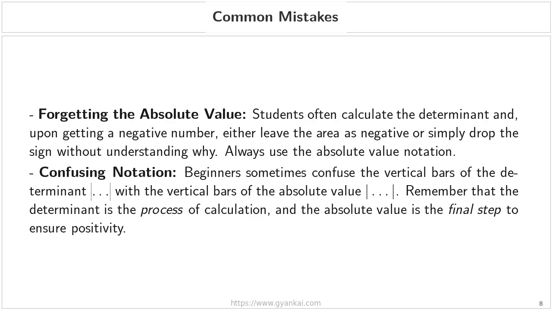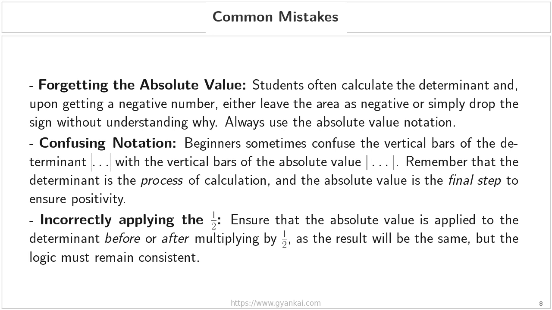Second, please be careful not to confuse your notation. When you are looking at the formula, you will see two different types of vertical bars. You have the inner vertical bars, which represent the determinant. That is, the specific process of calculating the value from the matrix. Then, you have the outer vertical bars, which represent the absolute value. It is vital to distinguish between the determinant as the calculation process and the absolute value as the final step used to ensure a positive magnitude.